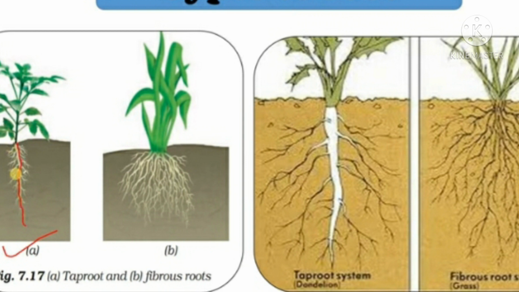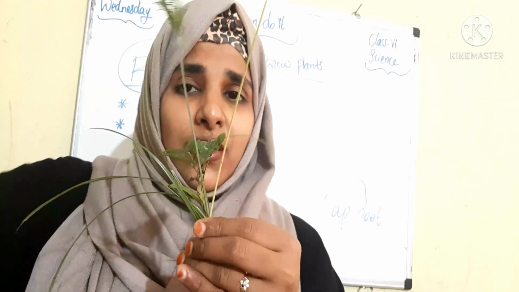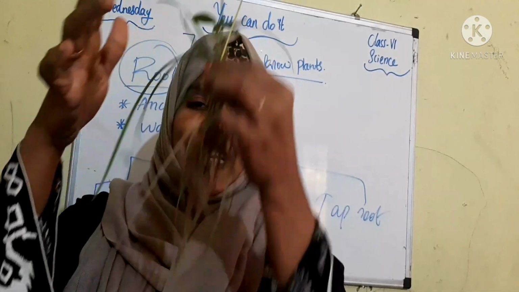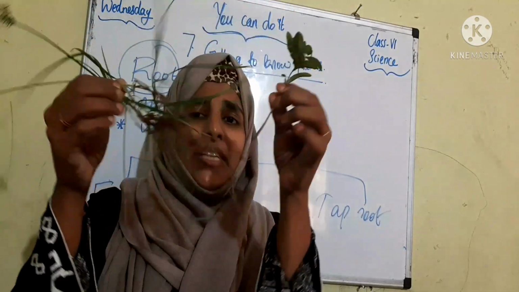Then next look at the picture, fibrous root. In this type of root system, all the roots emerge directly from the base of the plant. That's why they don't have a main root. Clear? So students, now just by looking at the leaves of the plant, you can easily identify which root it has.